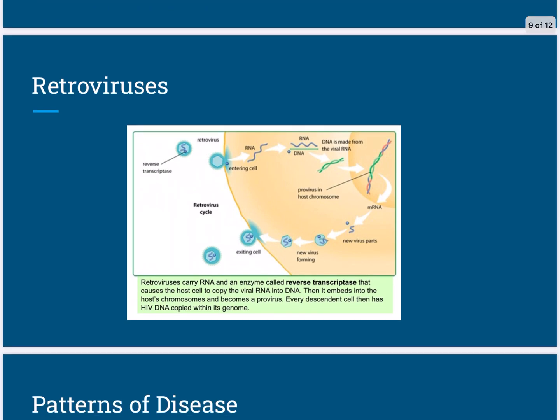What's a retrovirus? So a retrovirus actually carries RNA and an enzyme inside it called reverse transcriptase. That causes the host cell to copy this information all the time. It then embeds it into the host chromosome and becomes a provirus so that every descendant cell has HIV DNA copies within its genome.